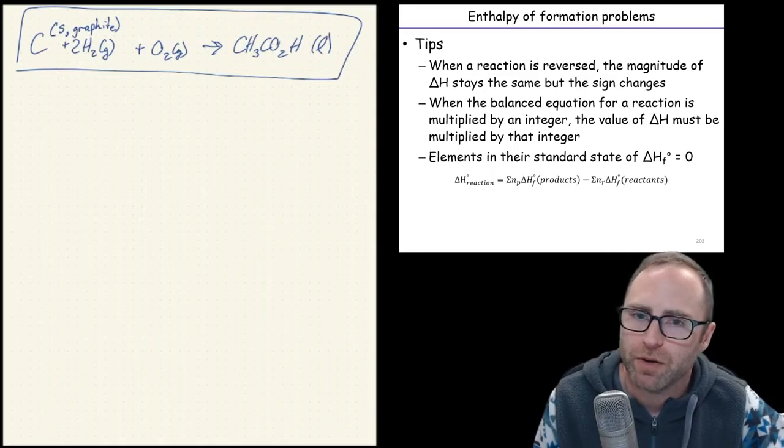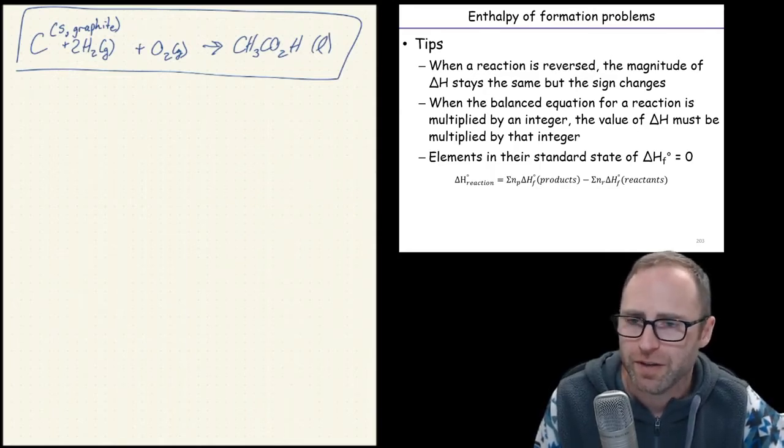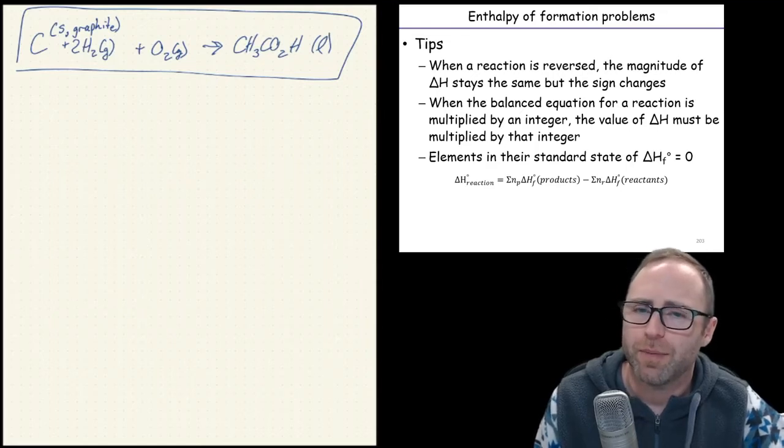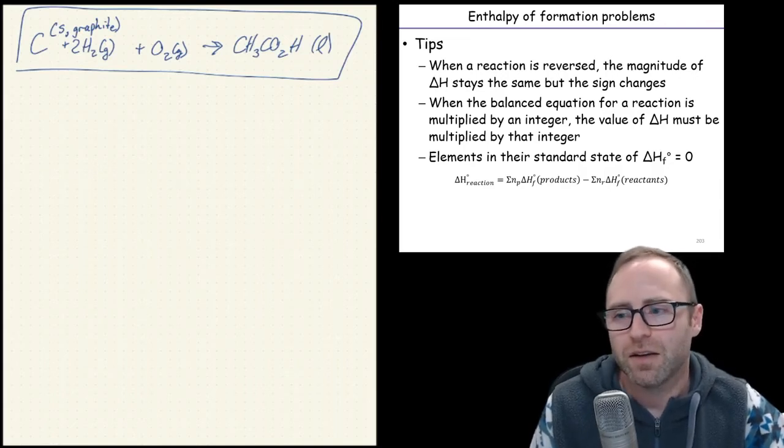Do you remember that just like with Hess's law problems, if we have to reverse a reaction as part of one of these problems, the numeric value of the change in enthalpy is going to stay the same, but you're going to change the sign.